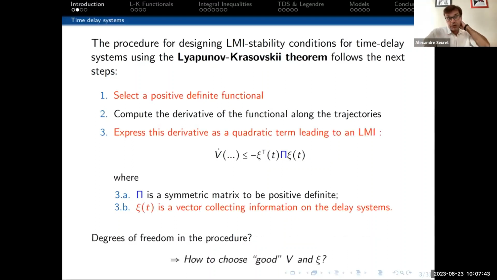And why has it been popular? It's because you have a lot of degrees of freedom in this procedure, in the design of the functional, and also in the derivation of the LMI condition. And as I said, you have this vector here that can be computed in many ways. So the problem now is to decide how to choose a good Lyapunov-Krasovskii functional and a good vector psi that collects the information.